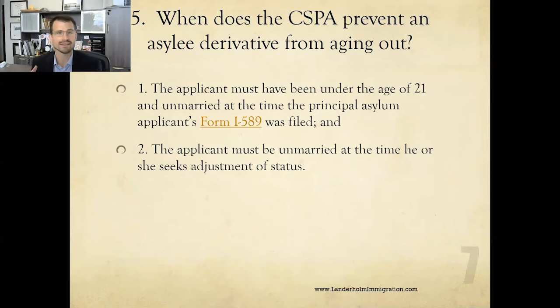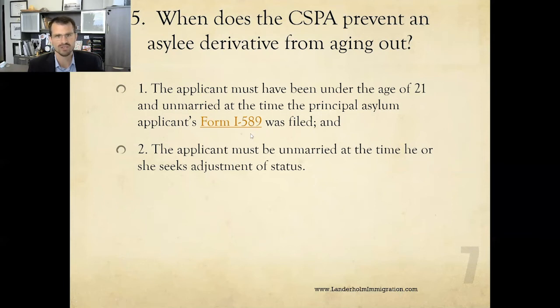So now we're going to look at it for asylee derivatives, all right? So now imagine that your mom filed asylum and you're 19 years old, and you know, asylum cases can take years. So now the question is, are you going to be able to still be a derivative on your mom's asylum case, even if you're over 21 when her asylum case is approved? All right. And so here's the rule. The applicant must have been under the age of 21 and unmarried at the time the principal asylum applicant's Form I-589 was filed.